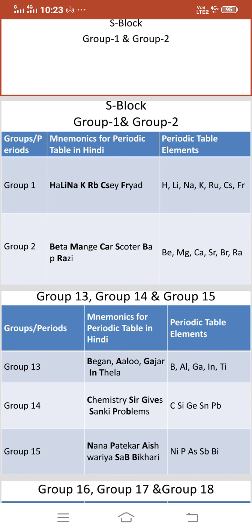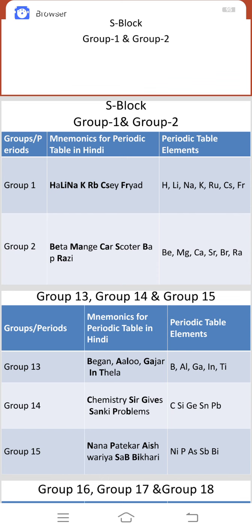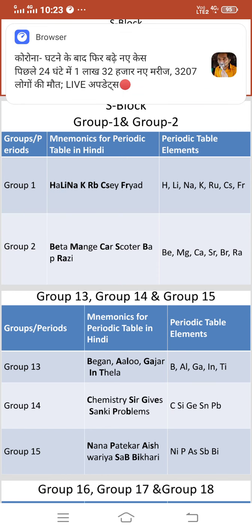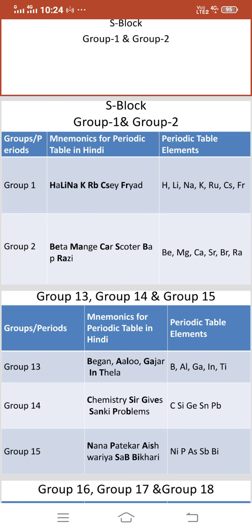Group 2 S block mnemonic is बेटा मांगे कार स्कूटर बाप राजी. So beta represents beryllium, मांगे represents magnesium, car for calcium, scooter for strontium, बाप for barium, and Raji for radium.